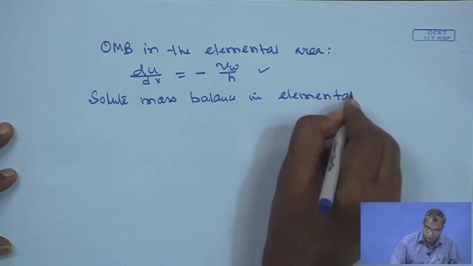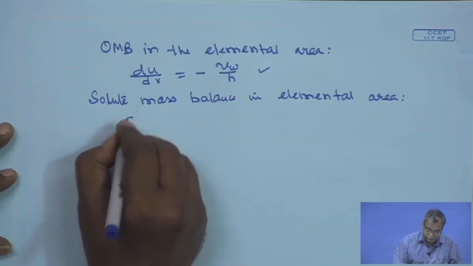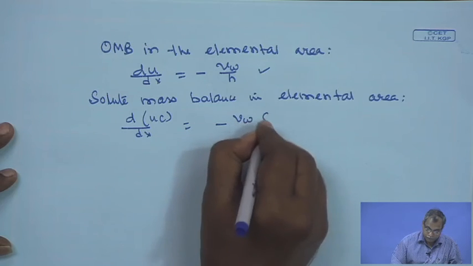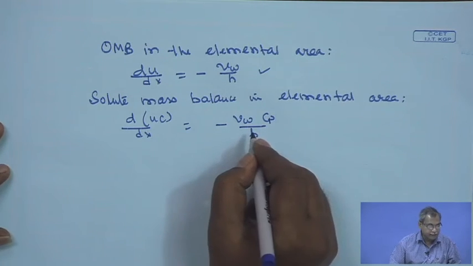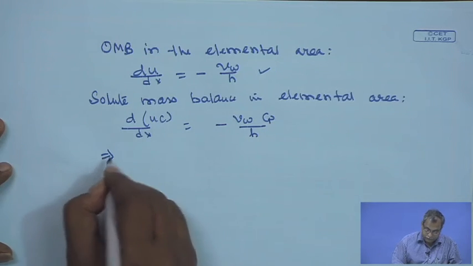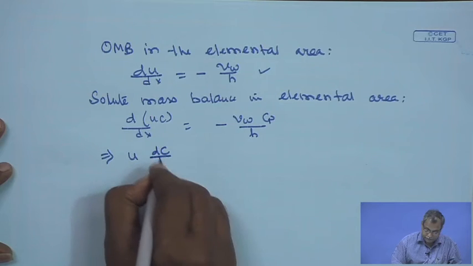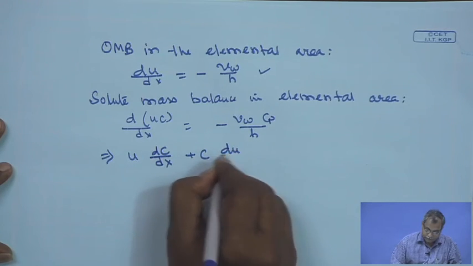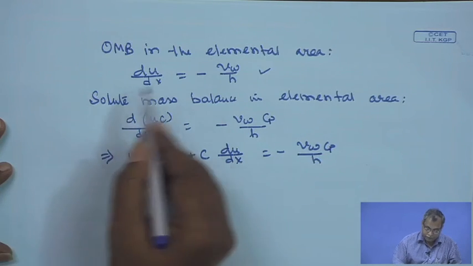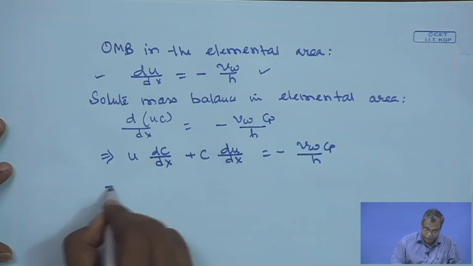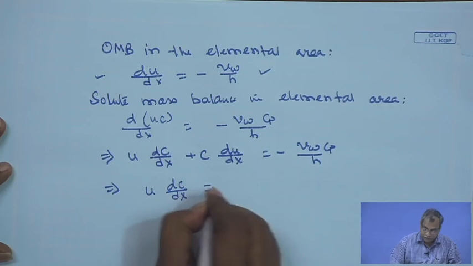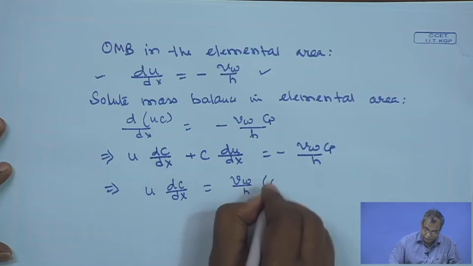In this case, this becomes du/dx becomes minus VW Cp divided by H. H is the half height of the channel, Cp is the permeate concentration, and you just open it up the left hand side, it becomes U dc/dx plus C du/dx is equal to minus VW Cp over H. Then we can replace du/dx from this equation here, and ultimately you will be getting the governing equation of concentration. So, this becomes VW by H times C minus Cp.